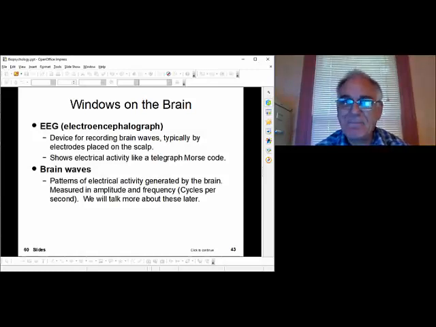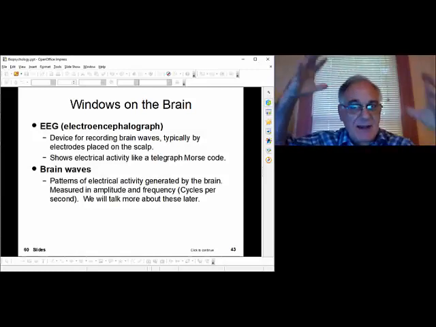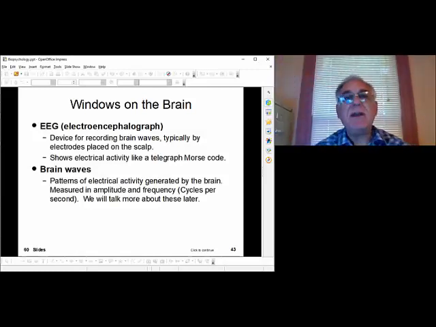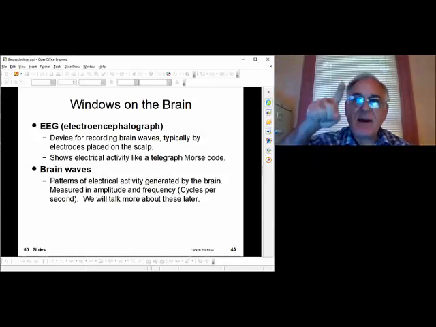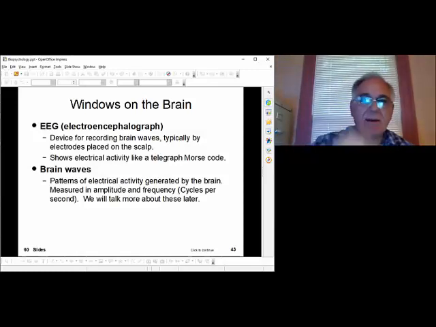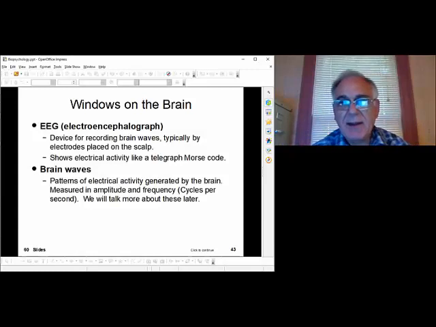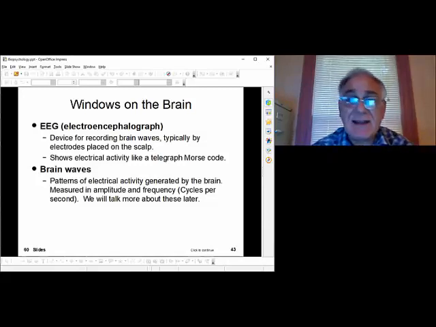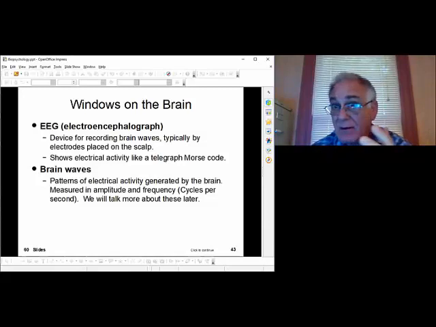So brain waves are patterns of electrical activity generated by the brain, measured in amplitude and frequency, which is cycles per second. Amplitude is how big, how much energy is going into it, and frequency is how many times it cycles in one second. And we'll talk more about that in other chapters as well. So that's a brainwave. But we don't see a whole bunch of information. We can't see whether a person likes a cat or doesn't like a cat, right?